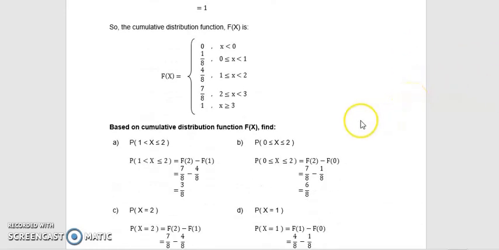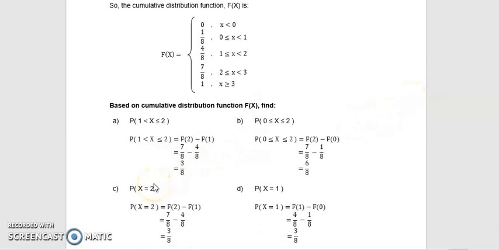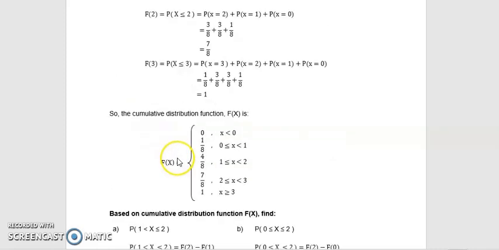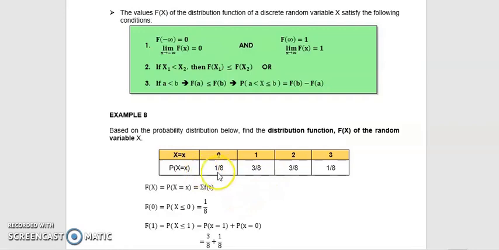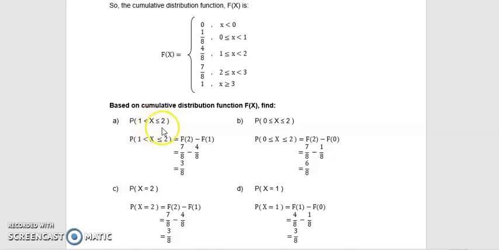Okay, now look at this example. Say some question gives you the cumulative distribution function, then asks you to find this probability. In the previous example, we have something like this: find, for example, the probability of x greater than 1 but less than 2 using the probability distribution, meaning using this value. But you also can find this answer based on the cumulative distribution. Look at how to find it.